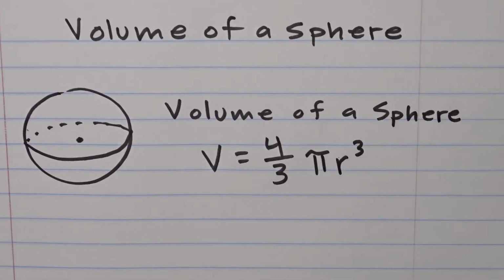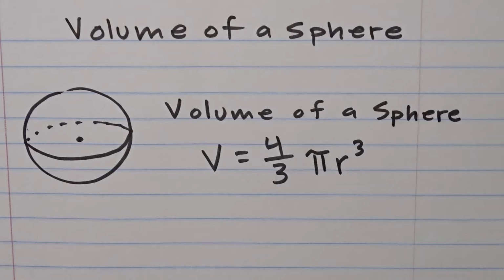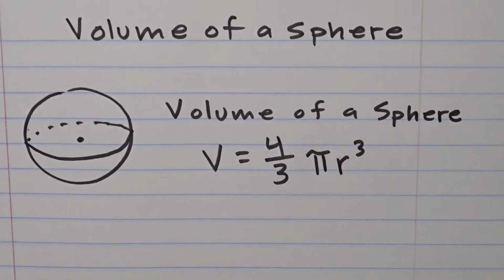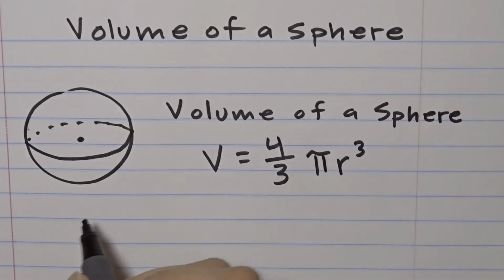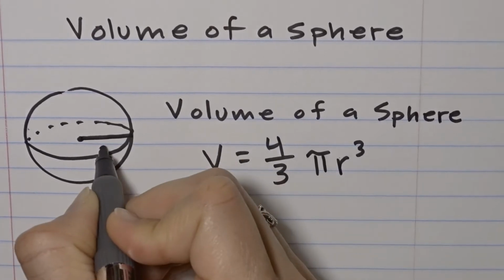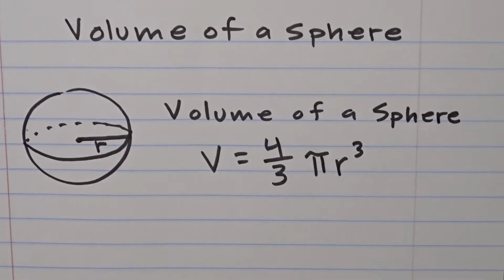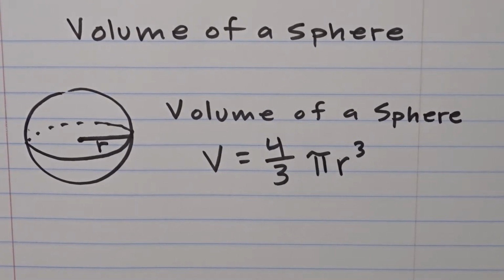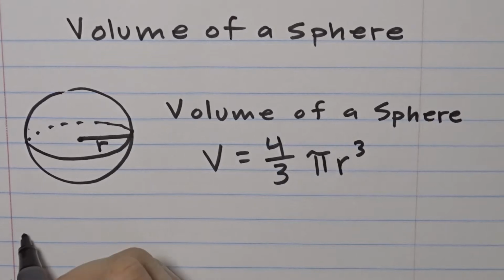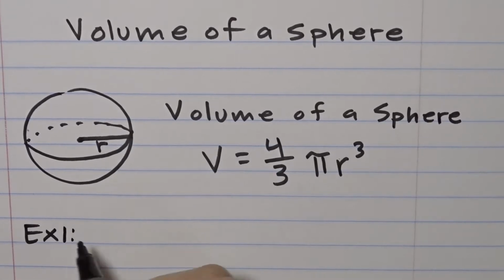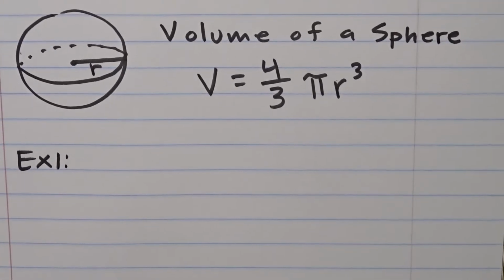All right, and when you're talking about volume, remember it's going to be units cubed because it's three-dimensional. And this is your radius. And you got to take note of that because sometimes you'll be given the diameter. So just make sure you don't confuse the two. So let's look at example 1 on how we actually use this formula.